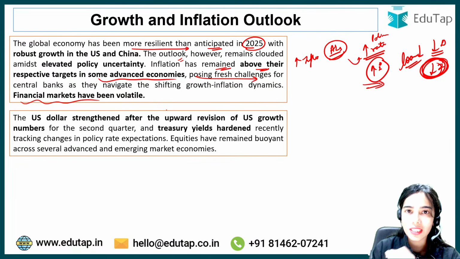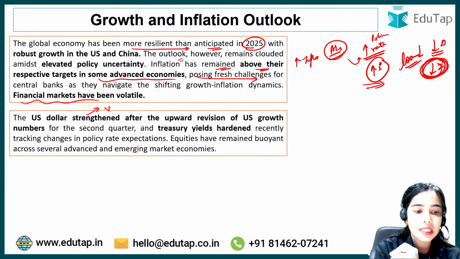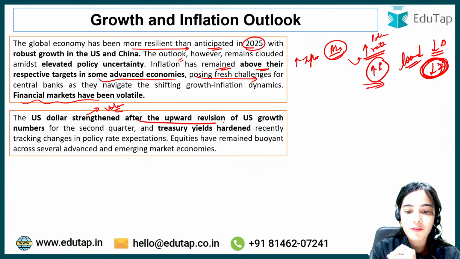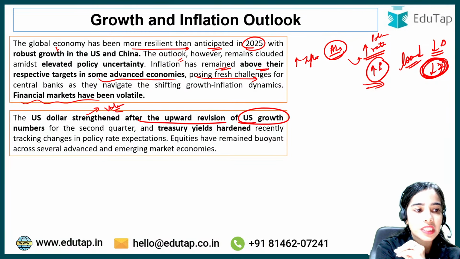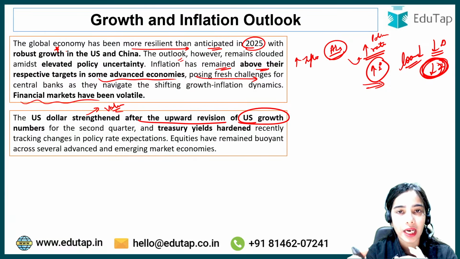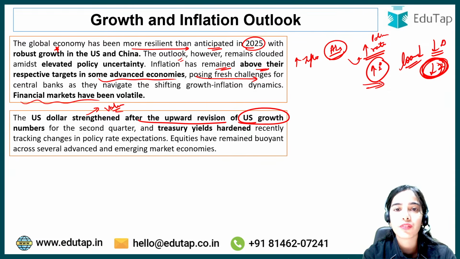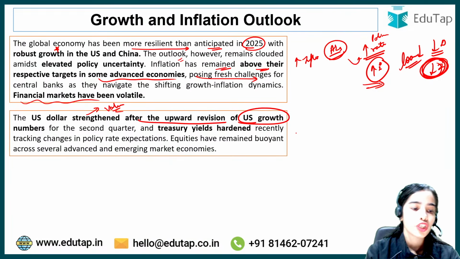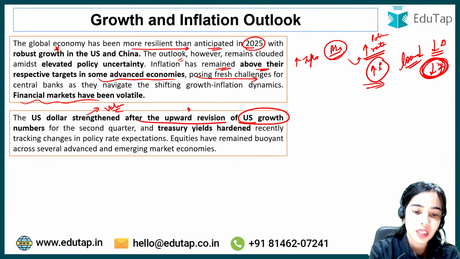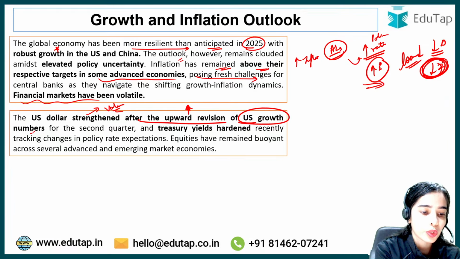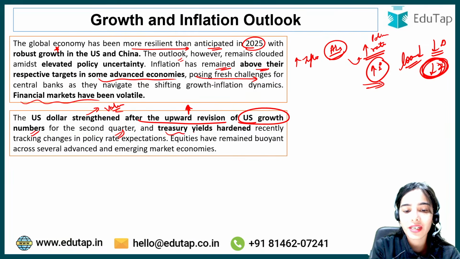The US dollar has strengthened. The US dollar value is still increasing after the upward revision of US growth. As we have seen, there is robust growth in the US and China, and with the robust growth in the US, the US dollar valuation is still increasing. So the US dollar strengthened after the upward revision of the US growth numbers for the second quarter, and treasury yields hardened.